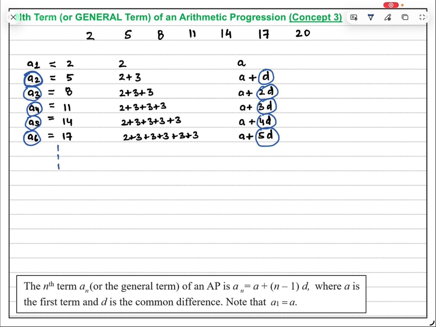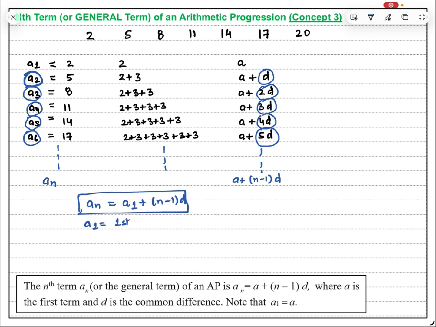So if we have to build a generalization here, can we not say that if we are supposed to find a(n), then that is nothing but a plus n minus 1 times d. So one time less than the number of the term we are trying to find. So we can say that the formula for the nth term is a1 plus n minus 1 into d. This is the formula. We have already understood that a1 is nothing but the first term. D is the common difference, and n is of course the nth term or the nth number which we are trying to find.